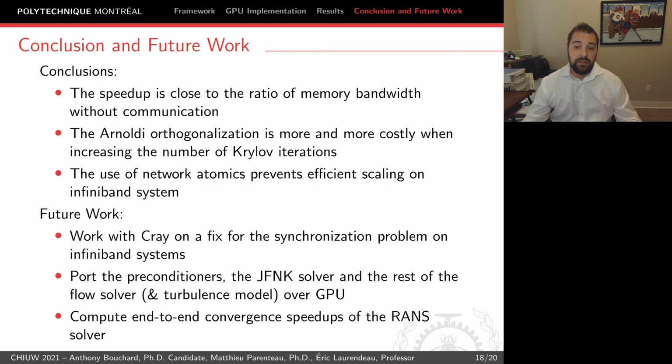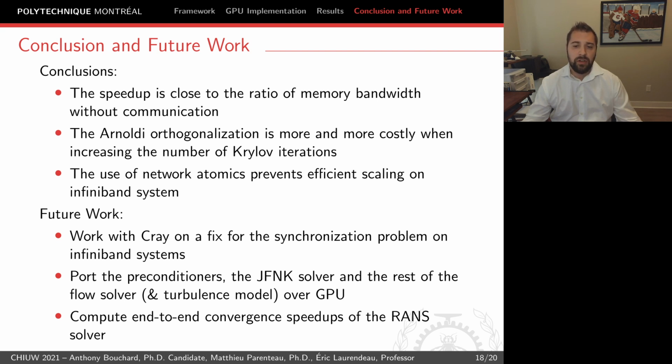So finally, here are the conclusions for this work. We obtain a speedup close to the ratio of memory bandwidth, which suggests that the operations are in fact bounded by the memory bandwidth. The Arnoldi orthogonalization is costlier as we increase the number of Krylov iterations. And finally, the use of network atomics prevents efficient scaling of the GMRES solver on InfiniBand systems.